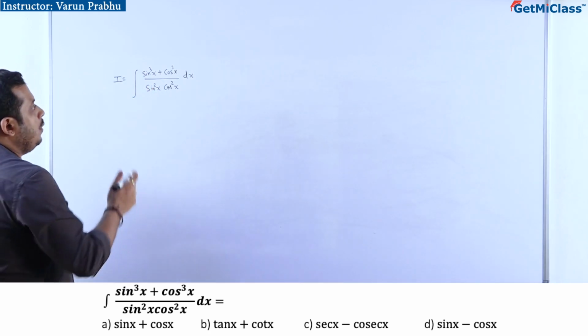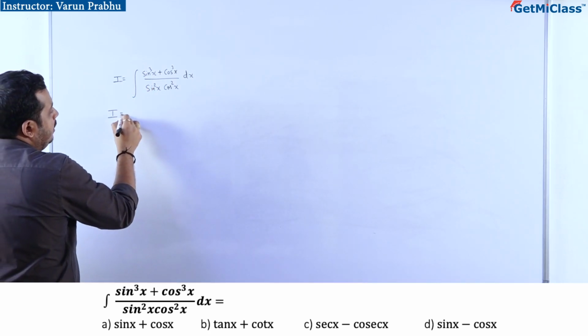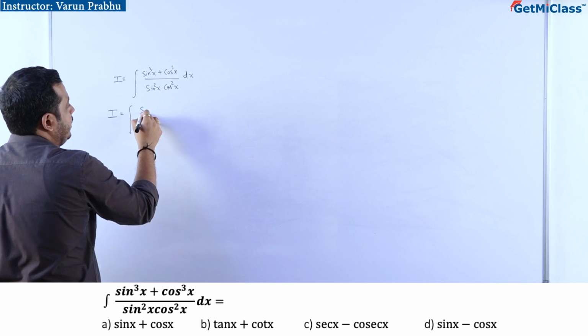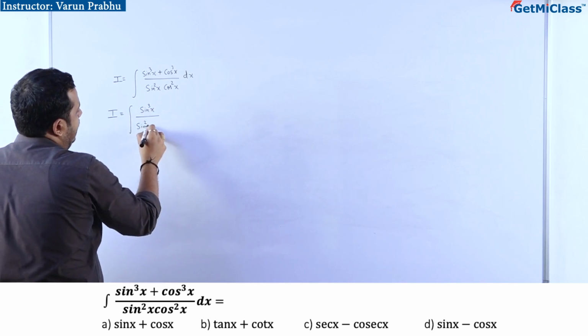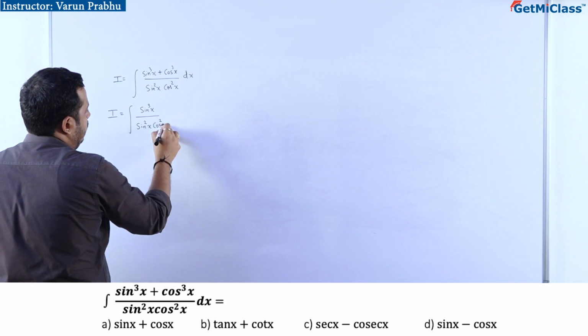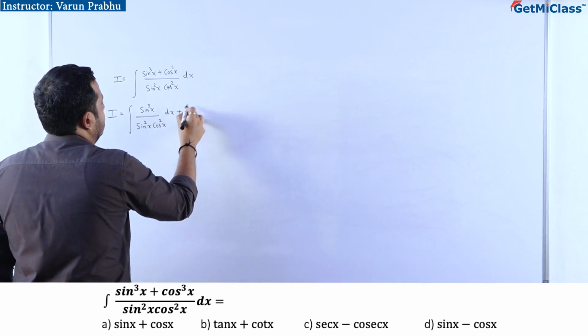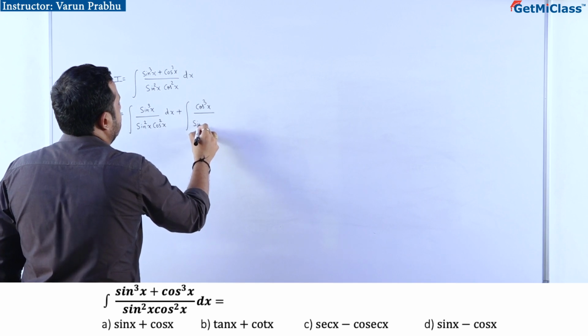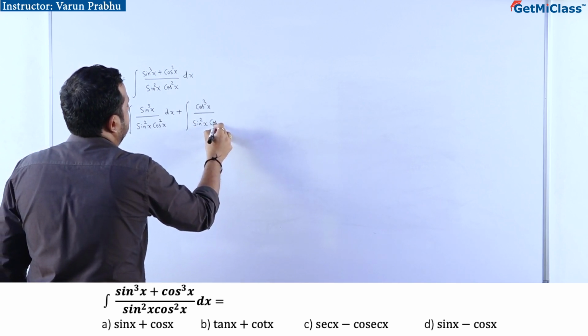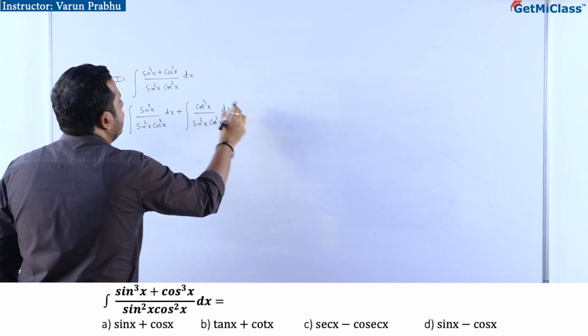Now the question is asking what is the value of this particular integral? Nothing to do. What you have to do, you have to split like this. So sine cube x divided by sine squared x into cos squared x, cos squared x dx, plus integral cos cube x divided by sine squared x into cos squared x dx. So what is the answer that we get?